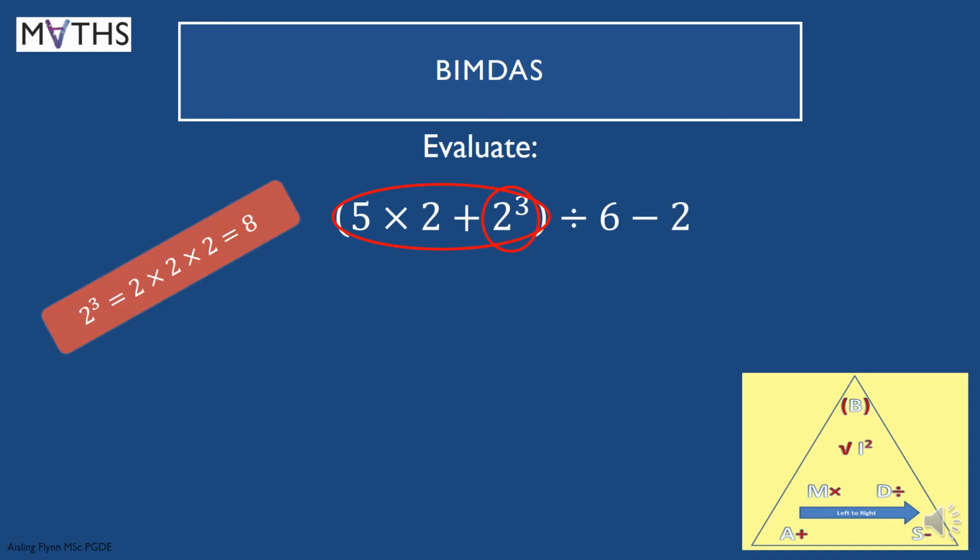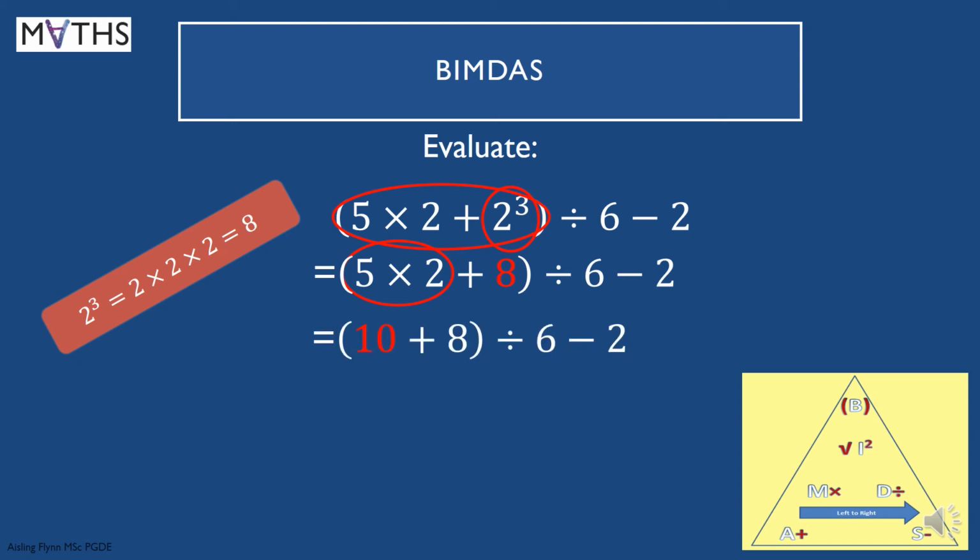And 2 to the power of 3 means you take the number 2 3 times and you multiply it by itself. So 2 2s are 4 times 2 is 8 for that part. So we replace that with 8. We still have brackets, so we must still work with the bracket. And inside the bracket, multiply is of the highest importance. So we'll do that next. 5 2s are 10. And then still working with the brackets, 10 plus 8 is 18.